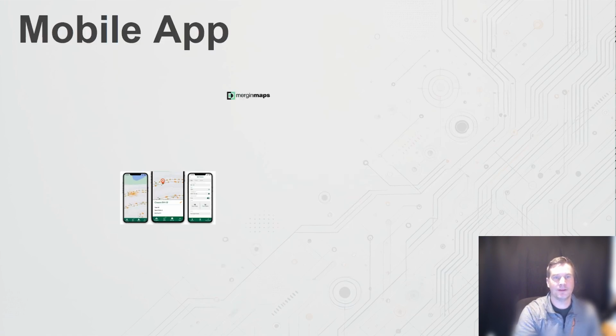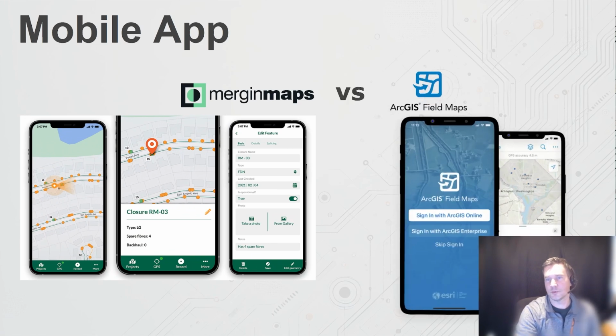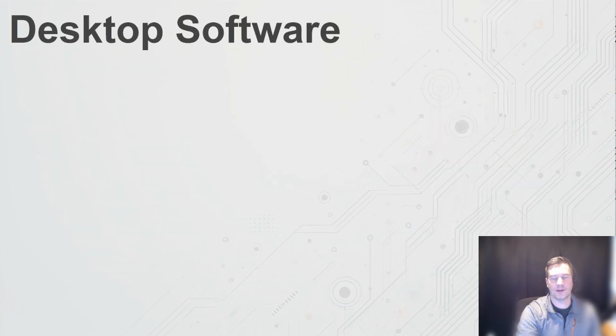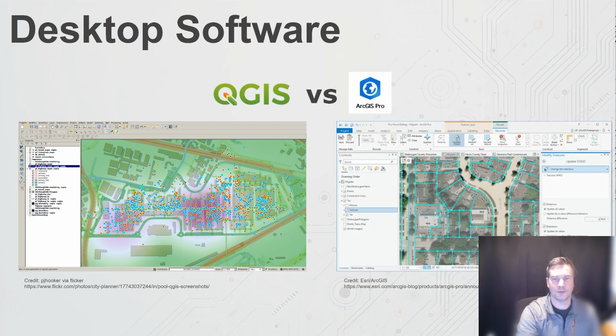So, with that being said, if you're unfamiliar with the open source world, Mergin Maps is kind of the equivalent in the ArcGIS world to Field Maps. Similarly, on the desktop software side, whenever we mention QGIS, that's pretty much the open source alternative to ArcGIS Pro.